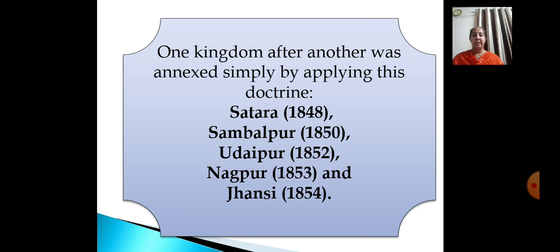Satara was annexed in the year 1848, Sambhalpur in 1850, Udaipur in 1852, Nagpur in 1853, and Jhansi in 1854. So, finally, in 1856, the company also took over Awadh.